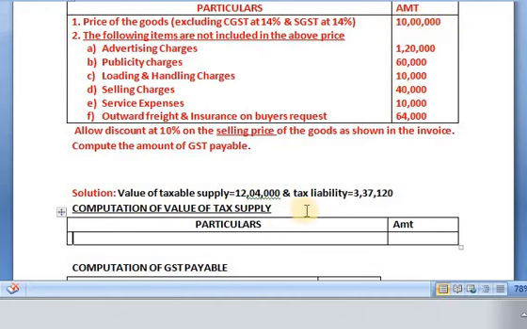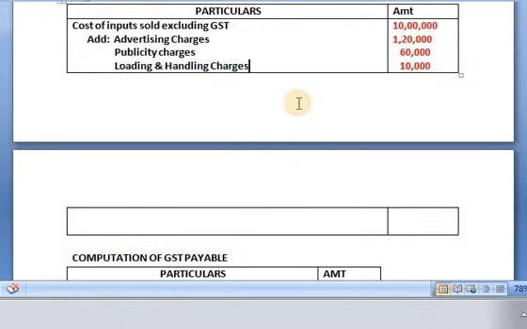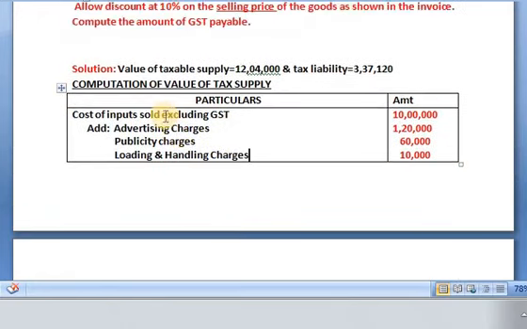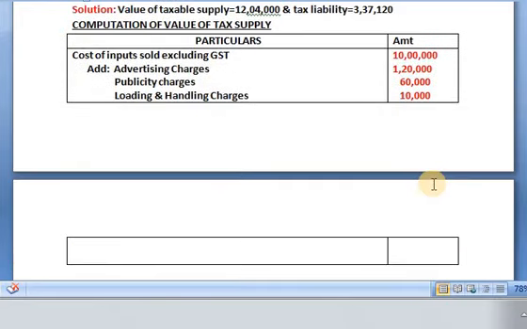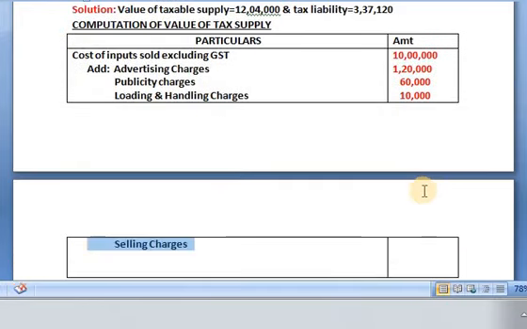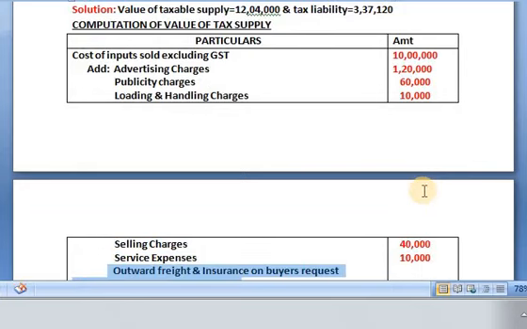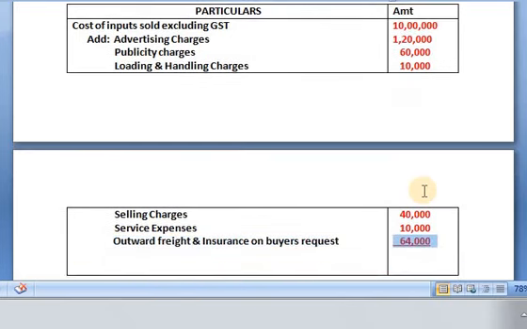So let us go for calculating the value of taxable supply. First let us take the cost of input sold excluding GST. 10 lakhs we have taken. Advertisement charges 1,20,000, publicity charges 60,000, loading and handling charges 10,000, selling charges 40,000, service expenses 10,000, outward freight and insurance on buyer's request 64,000. So total you will be getting 3,04,000.